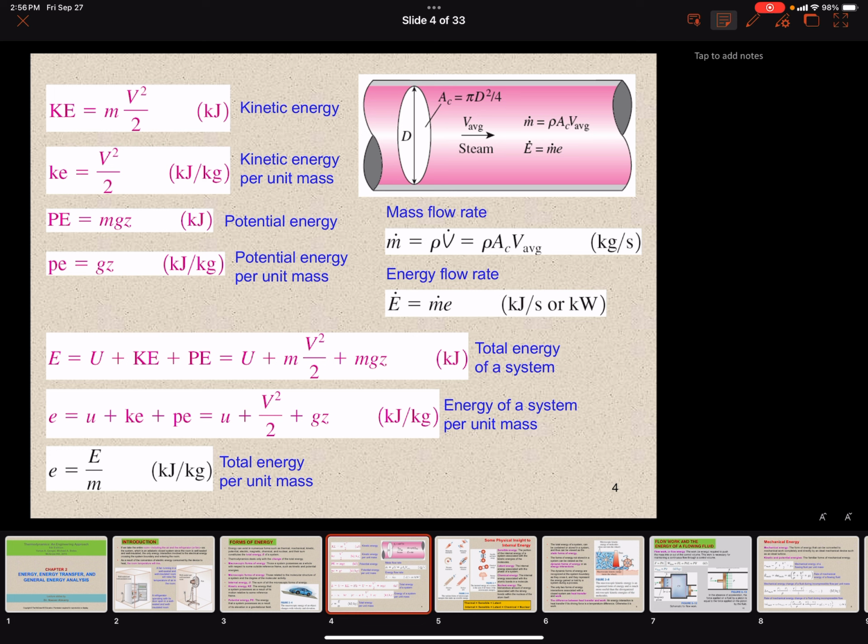Now we can see the formulas of the kinetic energy, and most of you, I think, remember the equation, which is the mass m multiplied by half velocity squared, and the unit will be kilojoule. But for the kinetic energy per unit mass, we divide by the mass, and the mass will be gone, and so we are left with velocity squared over 2, or we can say half v squared.